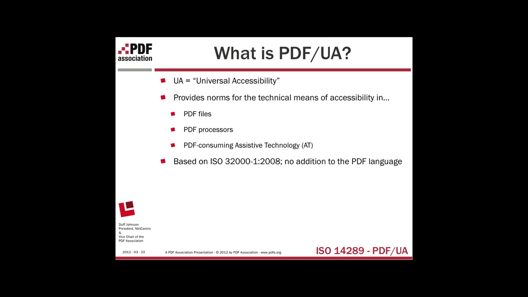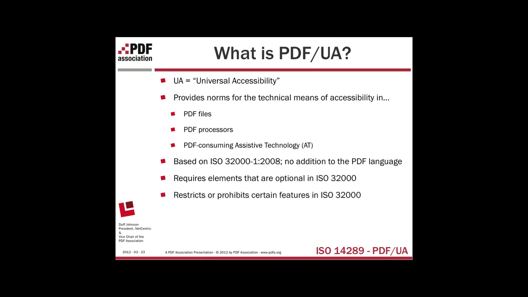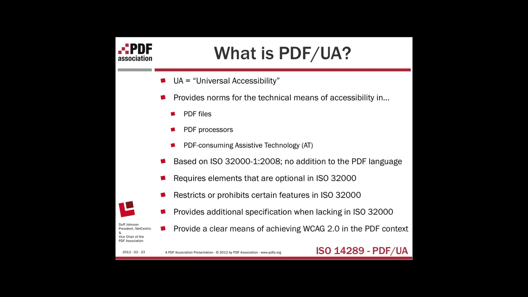An important characteristic of PDF/UA is that it's based on ISO 32000 Part 1. There are no additions to the PDF language. So what does it do? It's a short document, 23 pages or so, much of that taken up by the front matter. Very simply, PDF/UA requires elements that are optional in 32000. It restricts or prohibits certain features that are available in 32000. And it adds some specifications that are lacking in 32000.